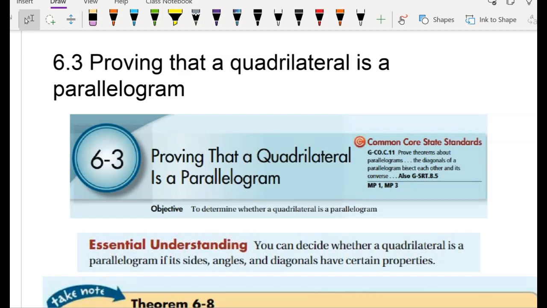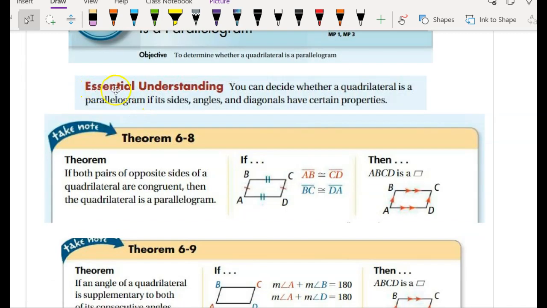This is section 6.3, proving that a quadrilateral is a parallelogram. When we finish, we want to be able to determine whether a quadrilateral is a parallelogram given certain characteristics. The essential understanding for today is that you can decide whether a quadrilateral is a parallelogram if its sides, angles, and diagonals have certain properties. And today we're going to talk about those properties.